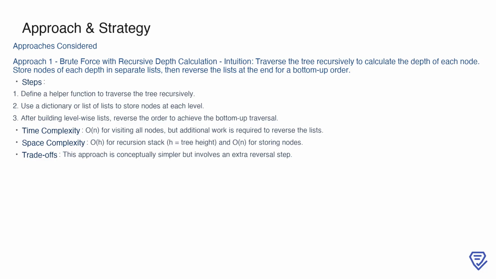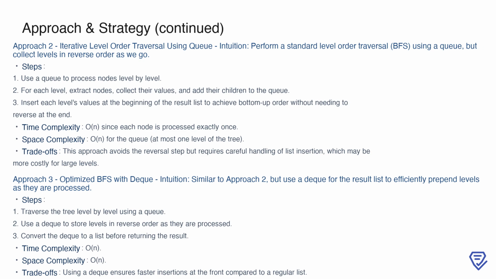While the time complexity is O(n), since all nodes are visited, there's an additional step to reverse the list at the end. Space complexity is O(h) for the recursion stack, where h is the height of the tree, and O(n) for the storage of nodes. The main advantage of this approach is its simplicity, but the need to reverse the list introduces extra work, which can feel inefficient. Next, we move to a more efficient solution, an iterative level order traversal using a queue.